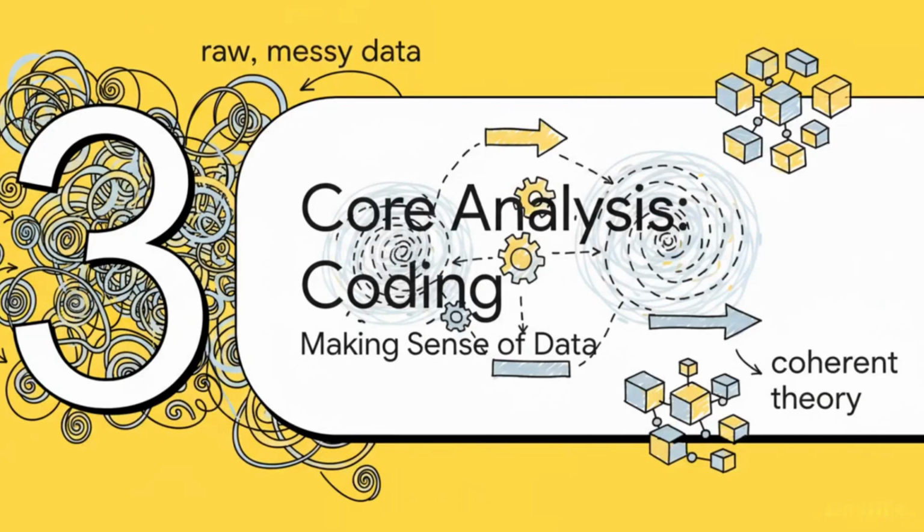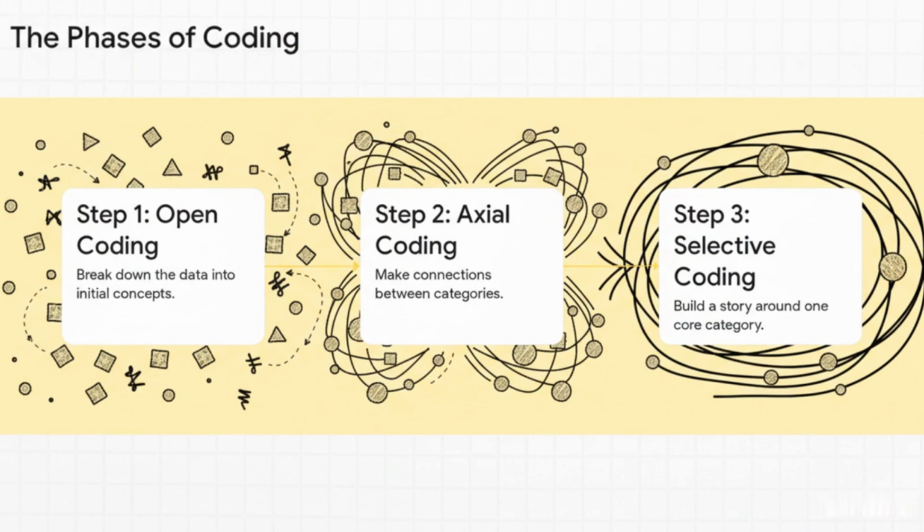All right, let's get into the real engine room of this whole process. We're talking about coding. This is how you take all that raw, messy data and start to make sense of it, to turn it into a real theory. And this isn't just some random thing. It's a really systematic three-phase process.